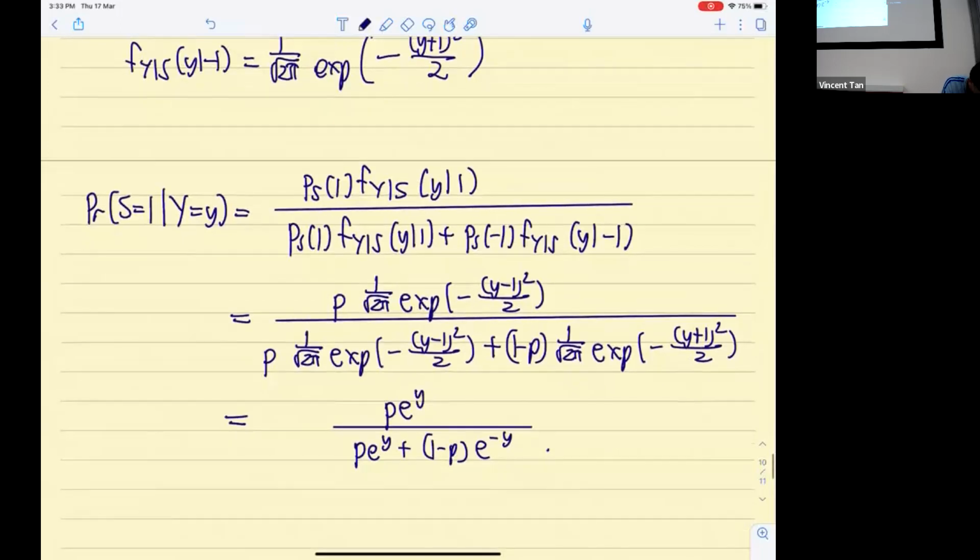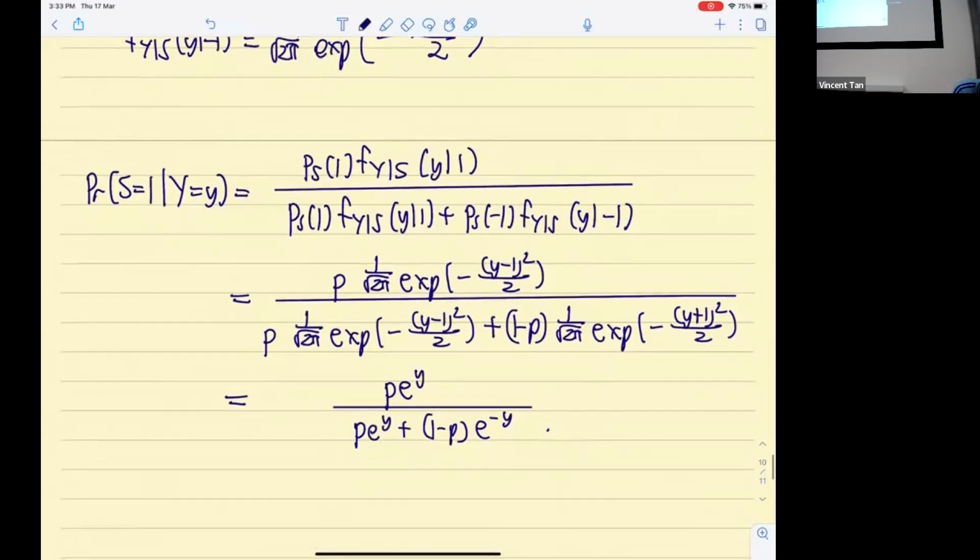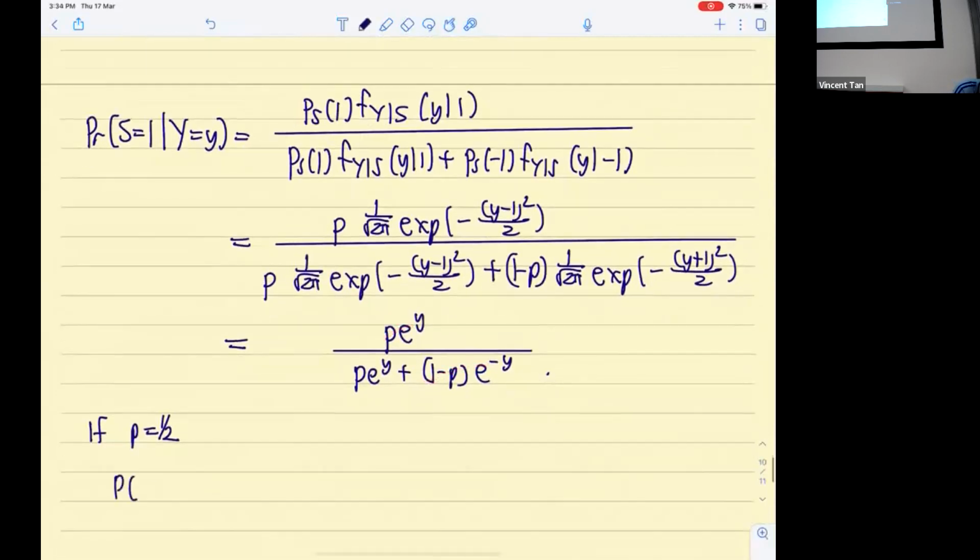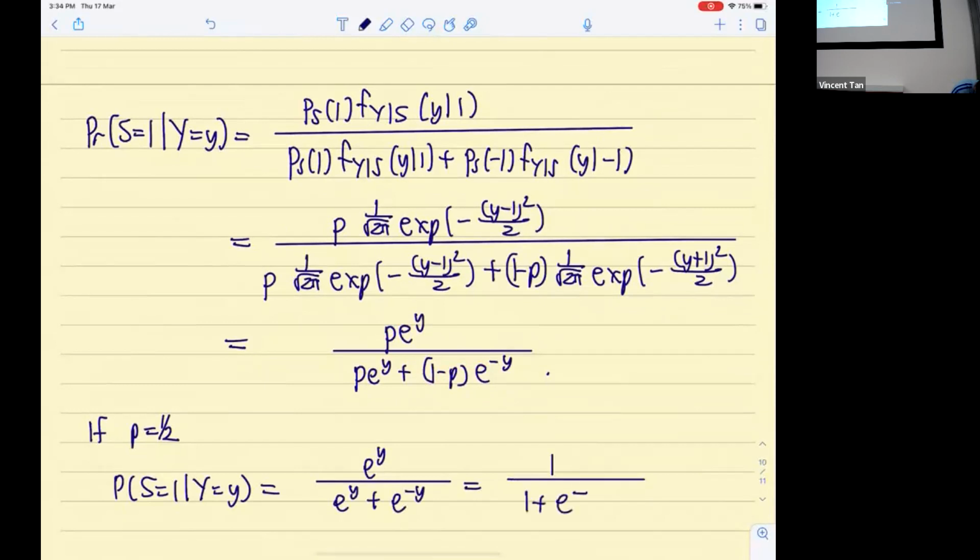So does this actually corroborate our intuition? If say P is equal to half, a lot of things can cancel. In particular, the P and the 1 minus P can cancel. Then the probability S is equal to 1 given Y is equal to y is e to the power y divided by e to the power y plus e to the power minus y, which can be written as 1 over 1 plus e to the power minus 2y.